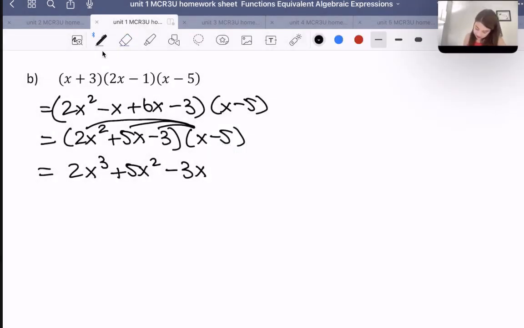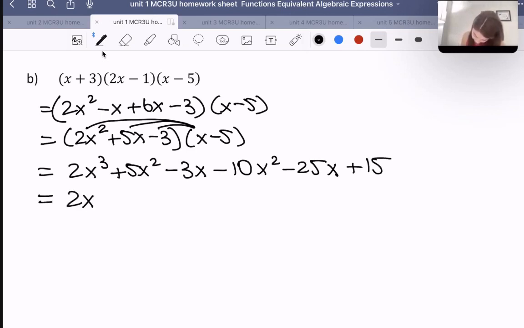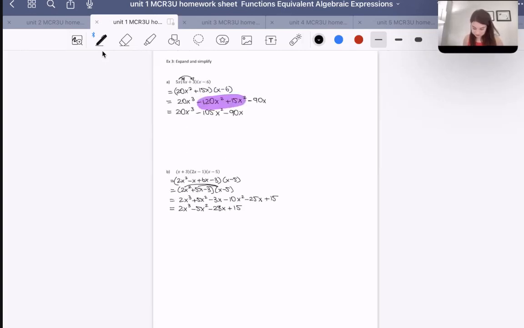Okay, next let's do everything with the negative 5. So negative 5 times 2x squared is minus 10x squared, minus 25x plus 15. So 2x cubed minus 5x squared minus 28x plus 15. Like that. All done. Very good. Very, very good. Okay, so that is everything for our multiplying polynomials.